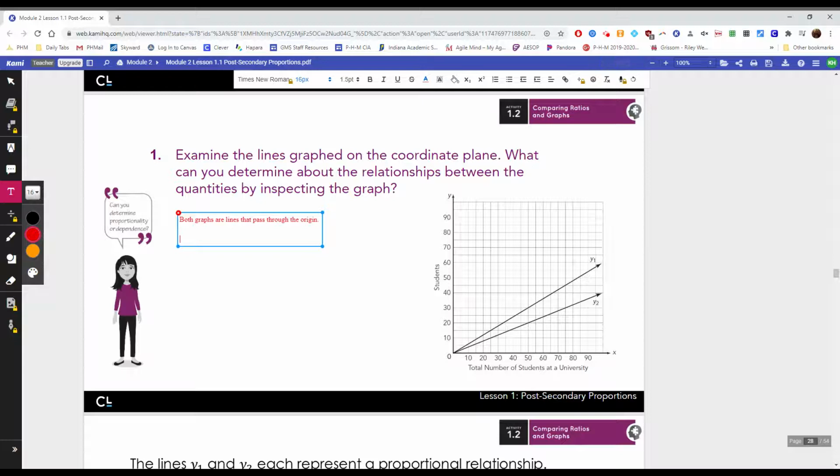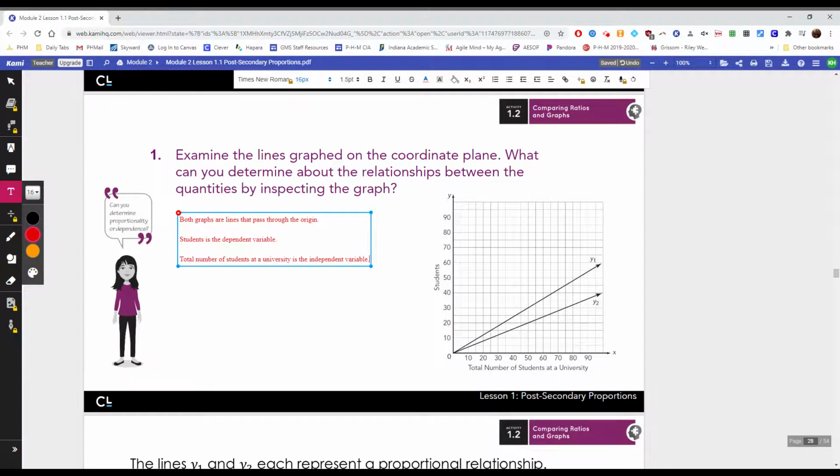And really what that means, it's called the dependent variable. So students is the dependent variable, meaning it depends on the other variable in this relationship. Total number of students at a university is the independent variable. So the dependent variable depends on the other one. The value of the number of students in this case depends on the total number of students at the university. Whatever group of students we're looking at here depends on the total number of students.